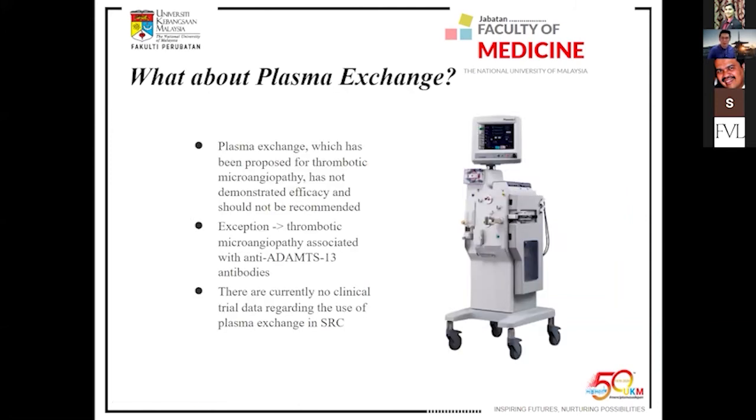So what about plasma exchange? Although plasma exchange has been proposed as one of the treatments for TMA, in the case of SRC, it hasn't shown any efficacy or evidence. So it should not be recommended unless you are treating someone with a proven TMA, like TTP, where the ADAMTS13 level is positive, or you suspect someone has atypical HUS, then maybe plasma exchange might have some role. But in the case of a pure scleroderma renal crisis, plasma exchange definitely has no role for the time being.